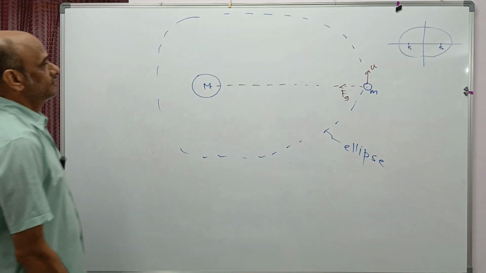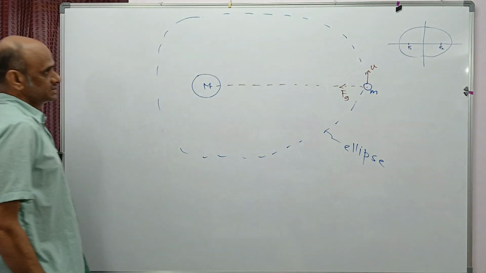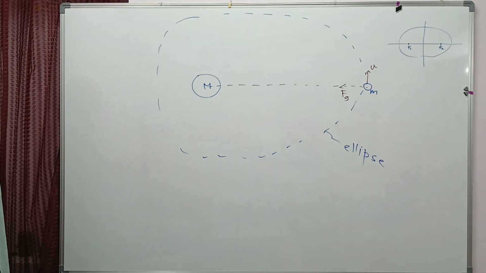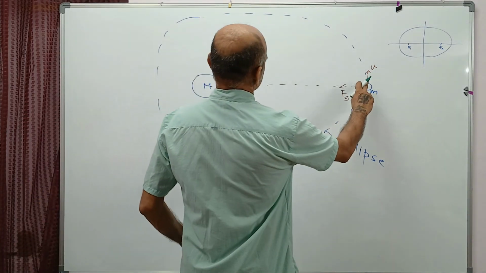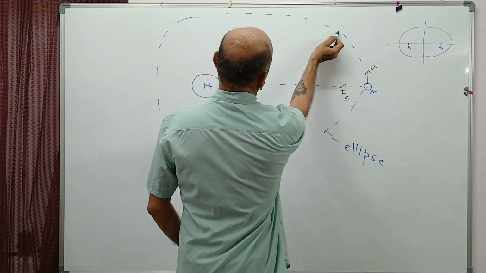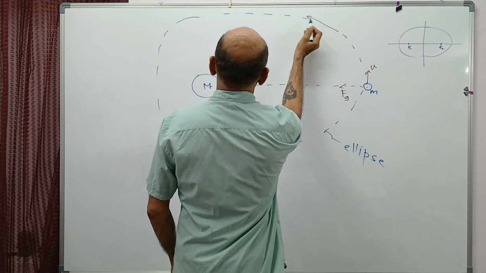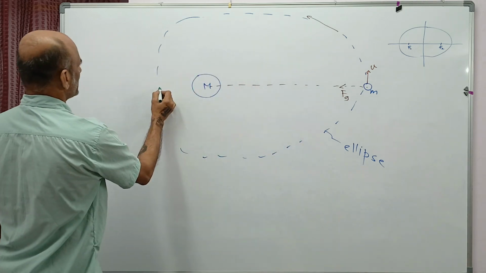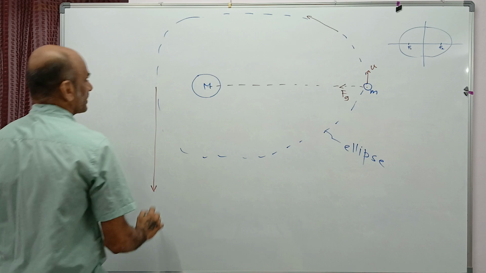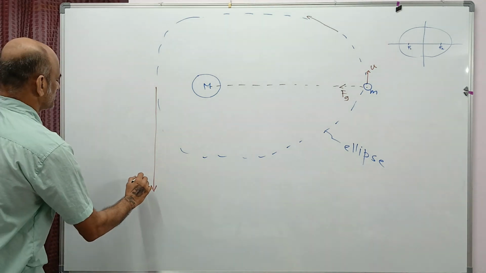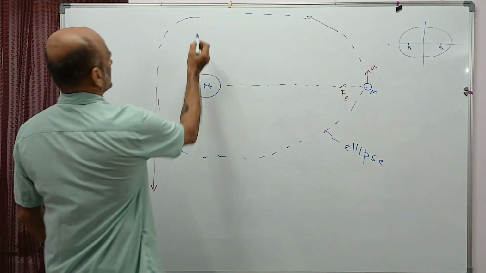And how will the velocity of this mass keep changing as it moves along the orbit? Here it has got some velocity, and when it comes here, the velocity will have increased. And when it comes to the nearest point, the velocity will be maximum. Here is the velocity at this point, and here it will be still more.